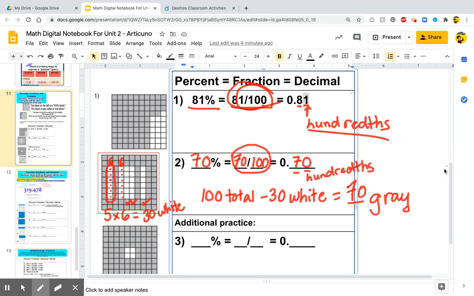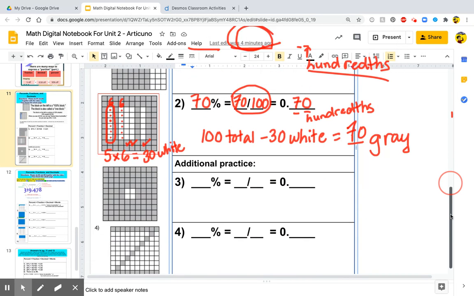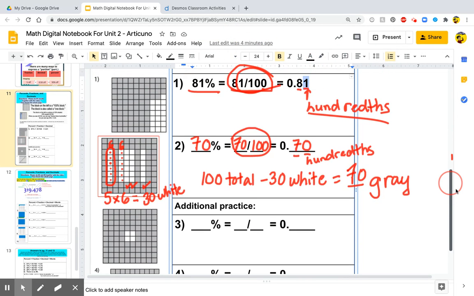All right, let's move on. Actually, the next problems are for you to try on your own. So go ahead and try 3 and 4.